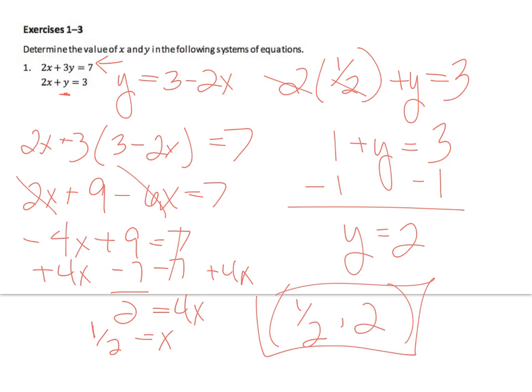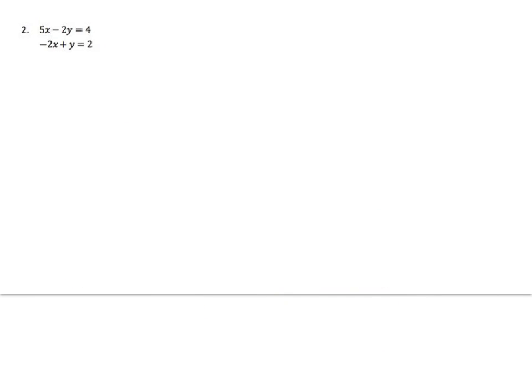That one was pretty simple because there were only 2 equations. Let's try one more for 2 equations. I'm going to push pause on this one. I think you guys can try it on your own. And I'm actually going to solve it with elimination, not substitution. So we'll see if that works.